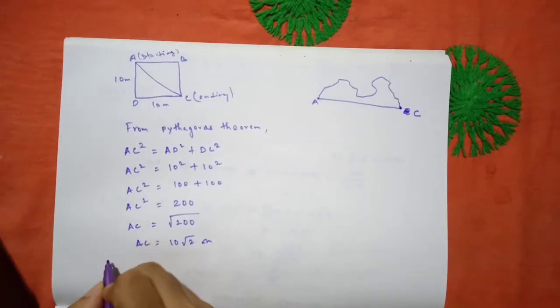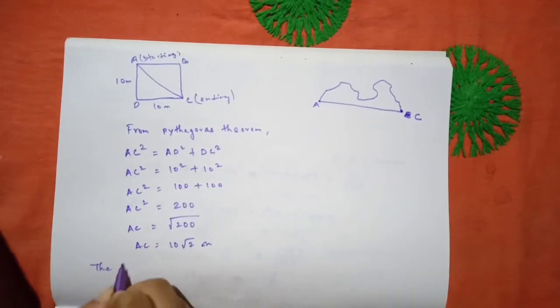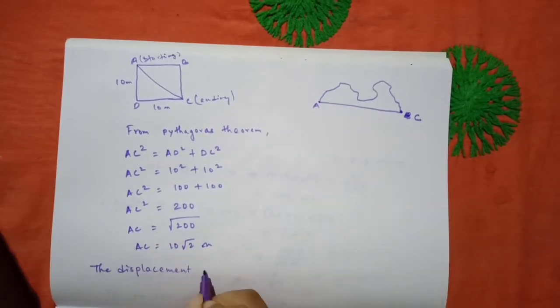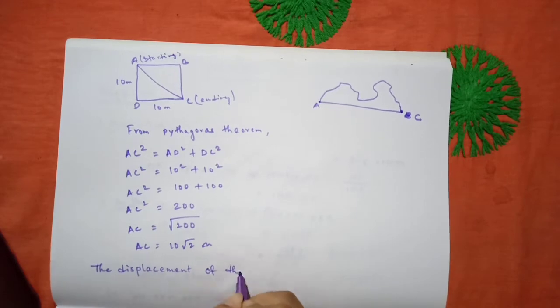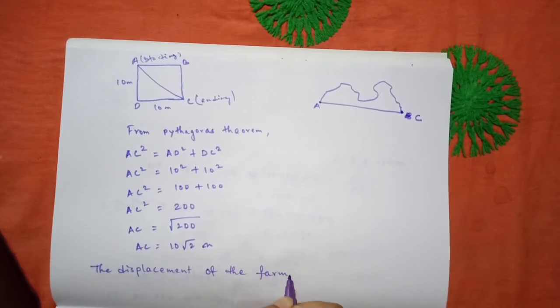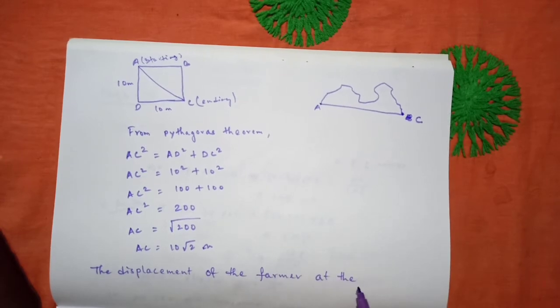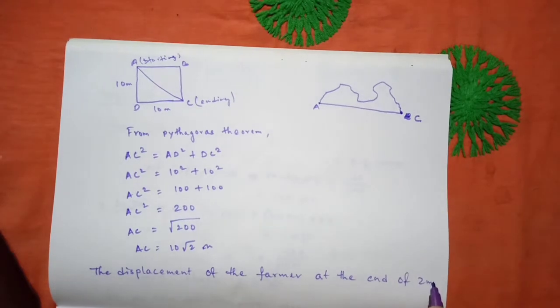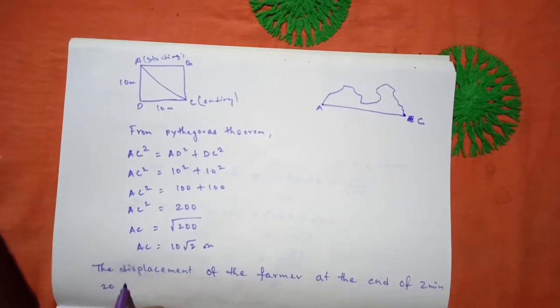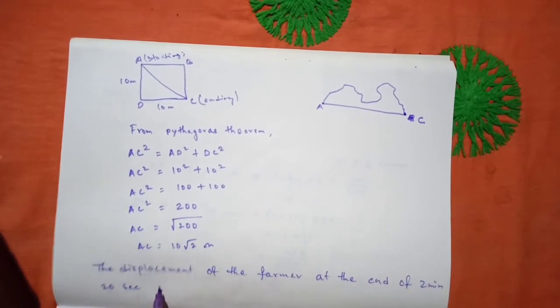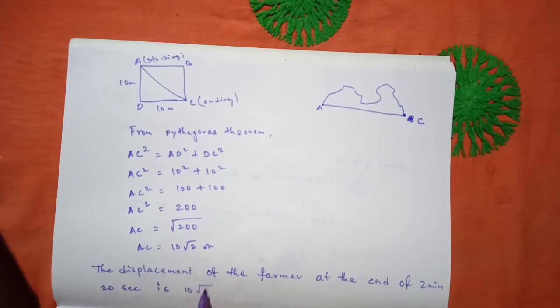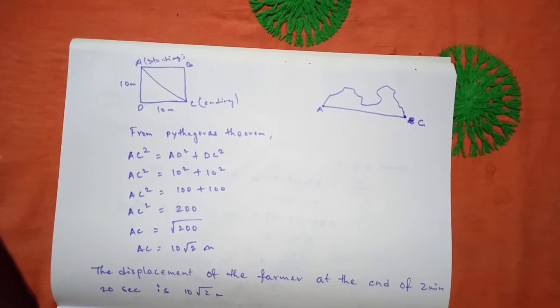So now the answer is the displacement of the farmer at the end of 2 minutes 20 seconds is 10 root 2 meter.